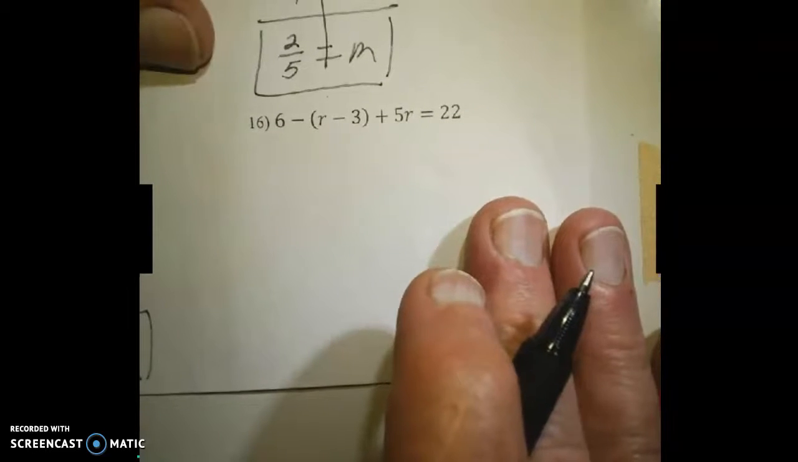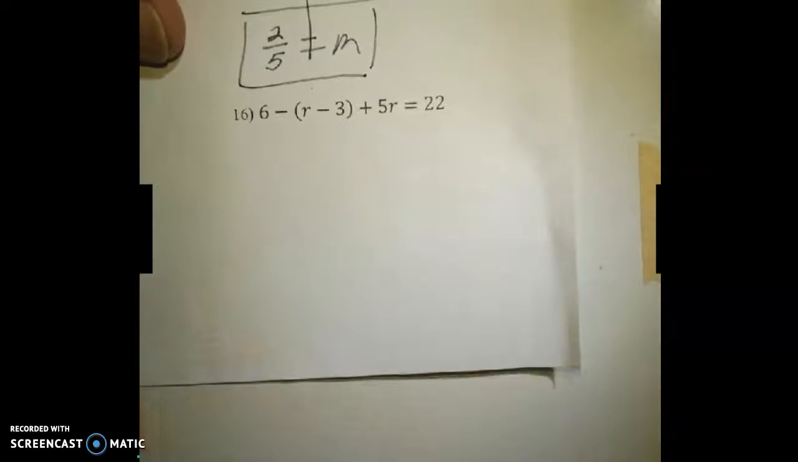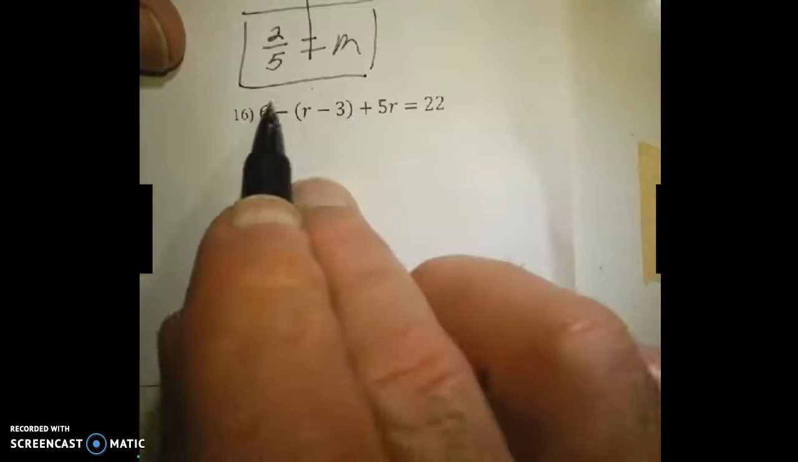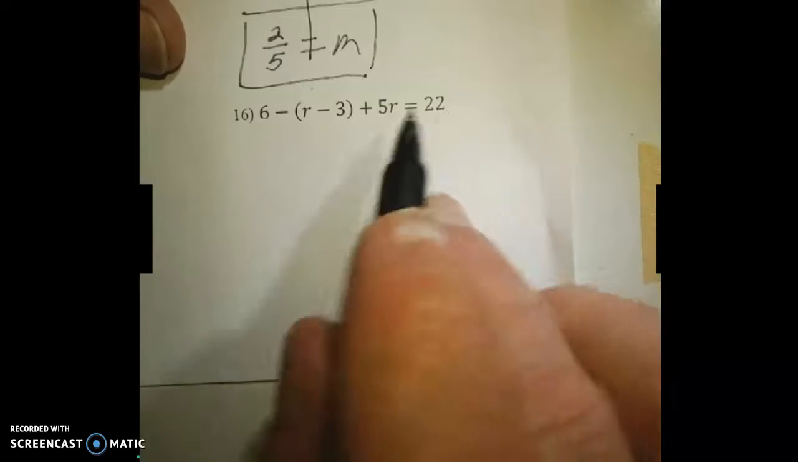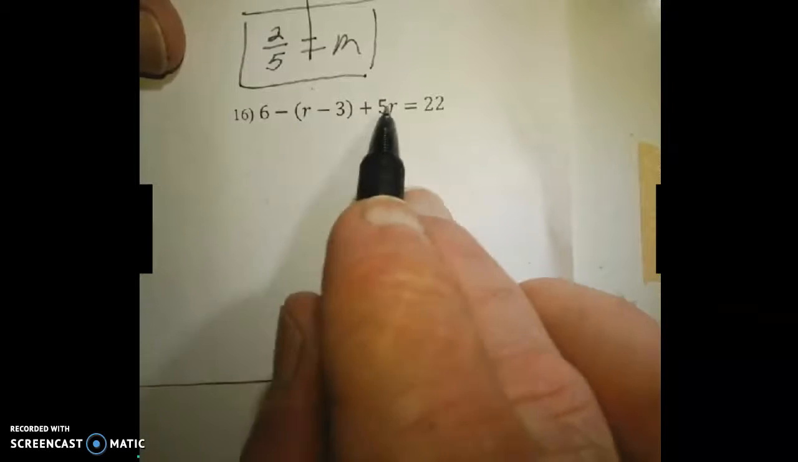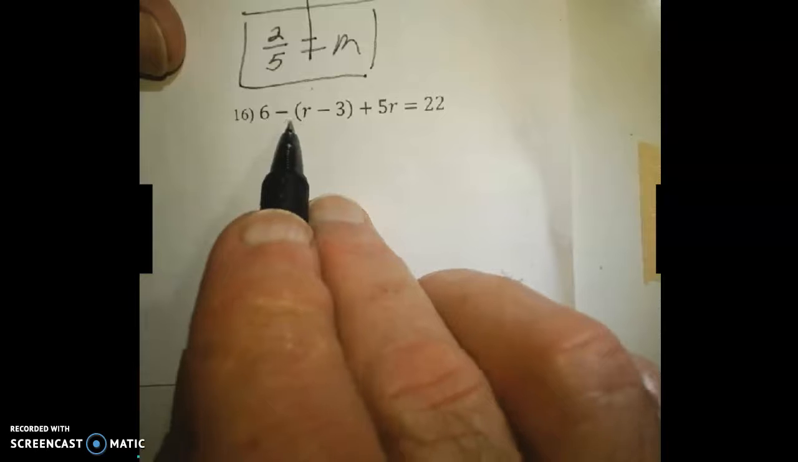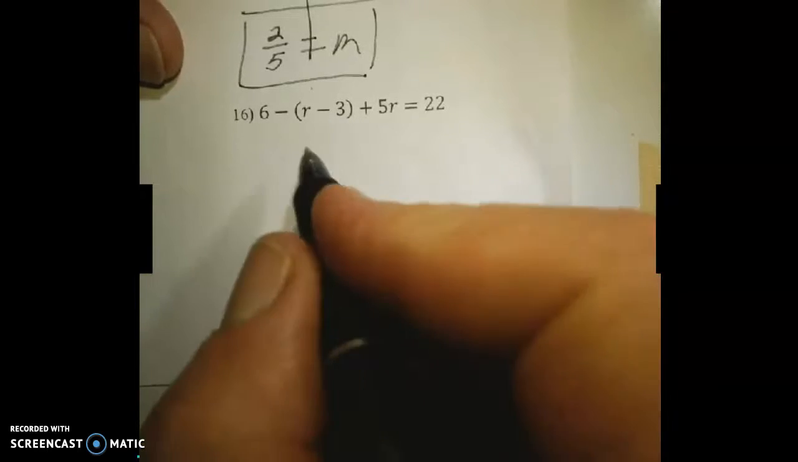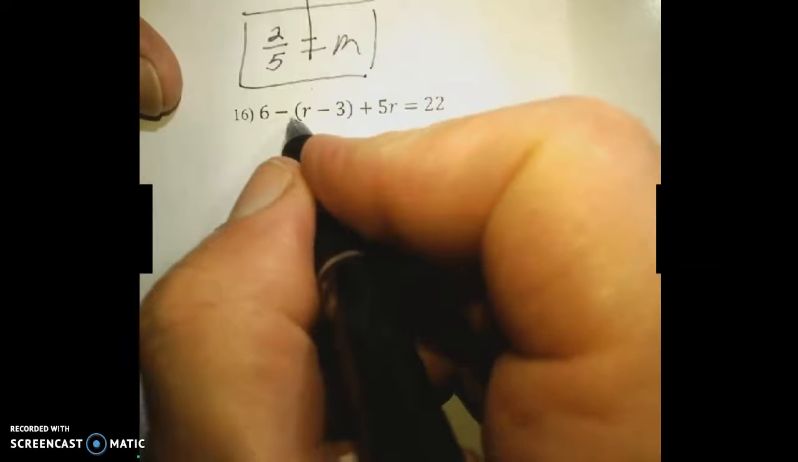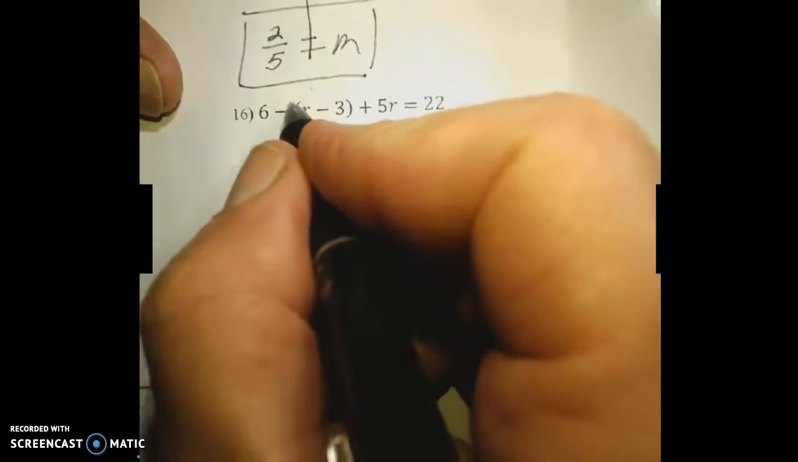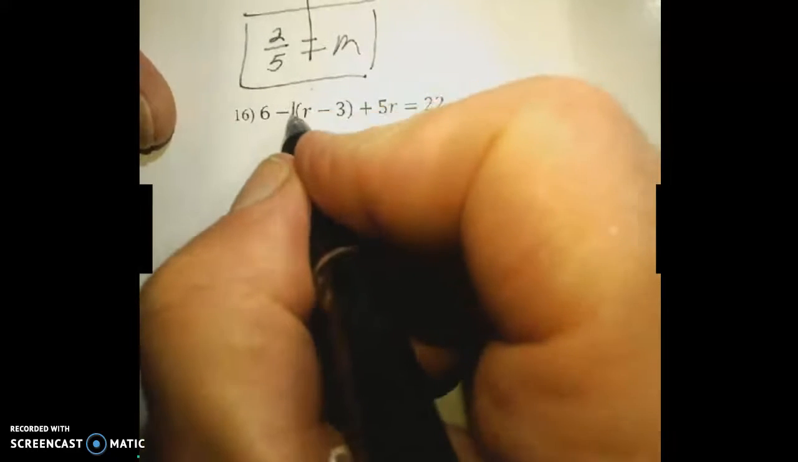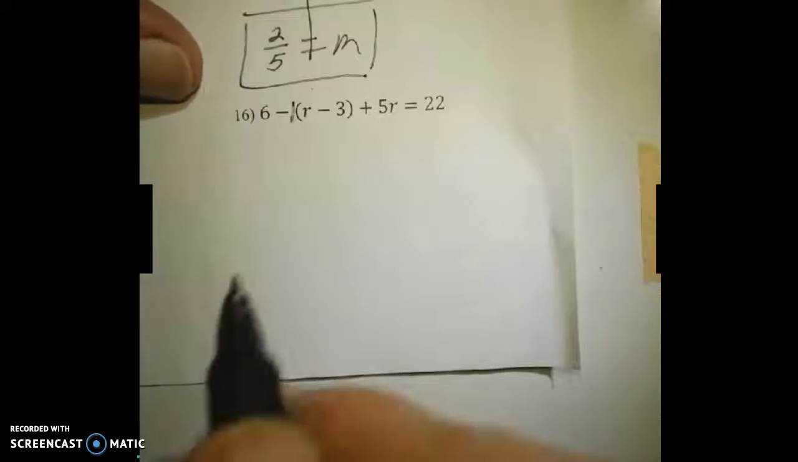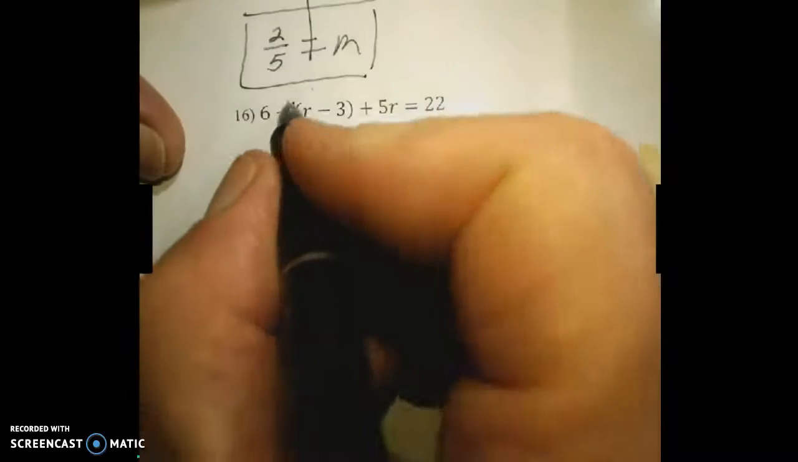Problem 16. Again, you need to simplify before you can start solving it. We've got a couple of r's over here. To simplify, you need to do the distributive property, which again is, remember, when there's no number next to a parentheses, secret agent 1. He's there even when he's not there. So -1 times everything in here.